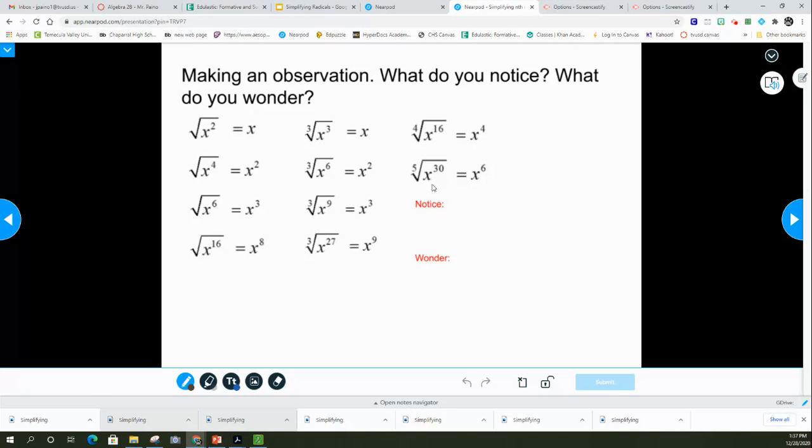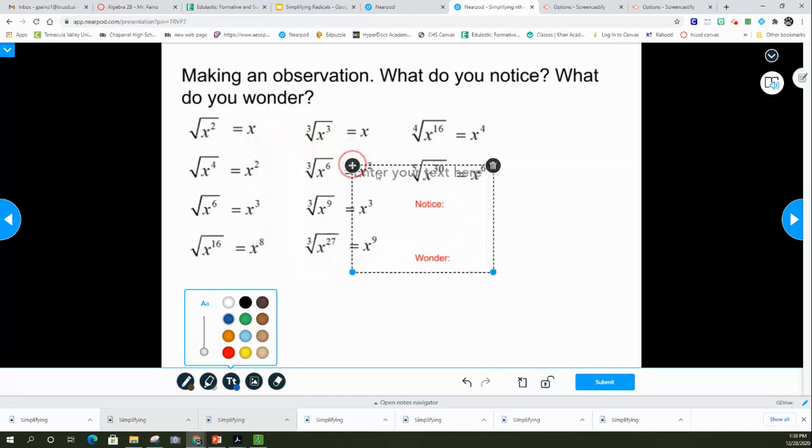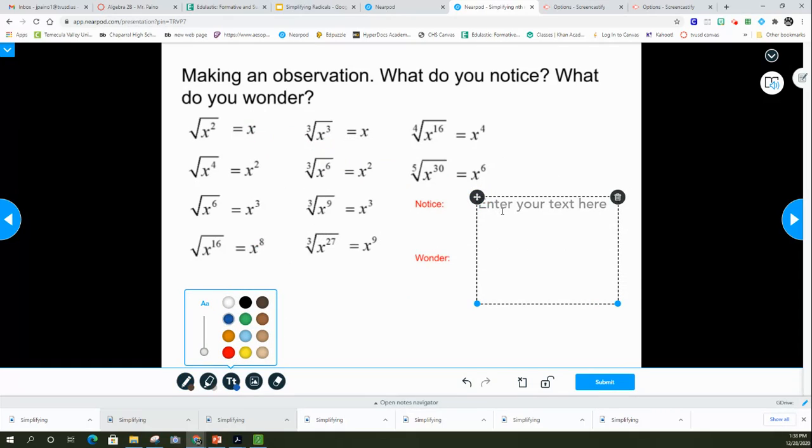And so the 5th root of x to the 30th is x to the 6th. Right, if I multiply x to the 6 times x to the 6 times x to the 6, you add up the 6's 5 times to get 30. So what am I noticing? I'm noticing that we are dividing the exponent by the index number, right? And that gets us our new exponent. And the variable stays the same, the base, right? The base of x doesn't change, just the exponent changes.